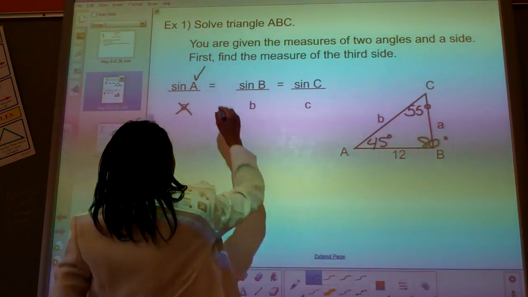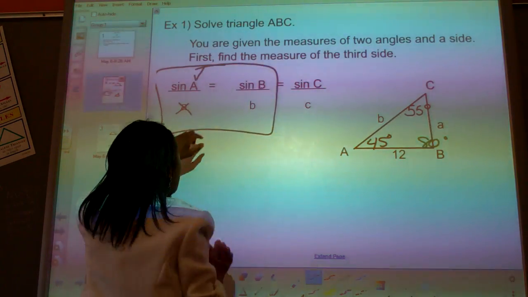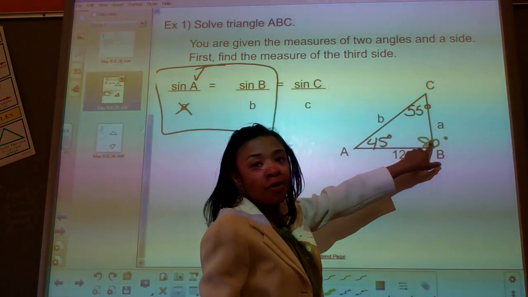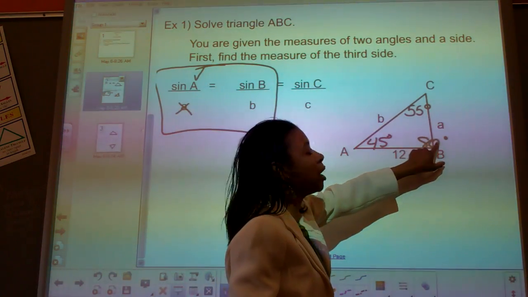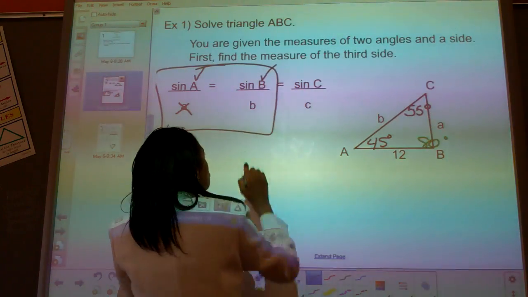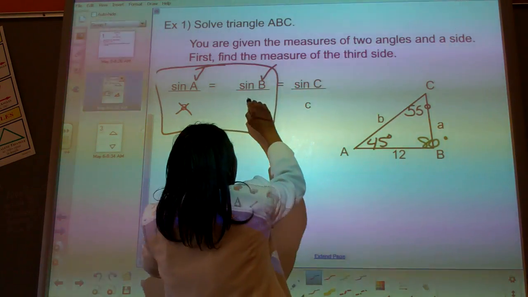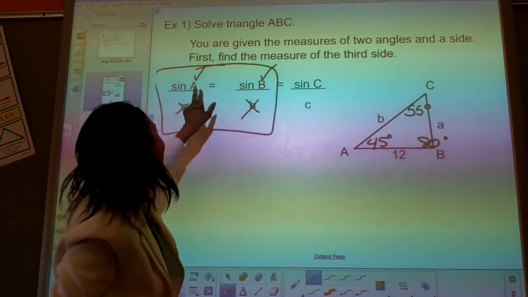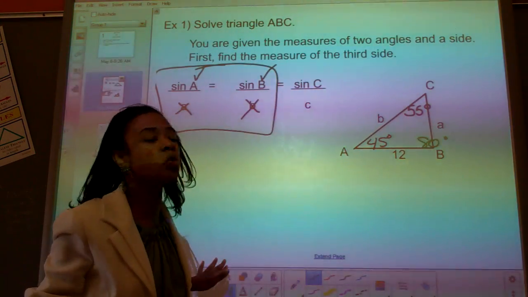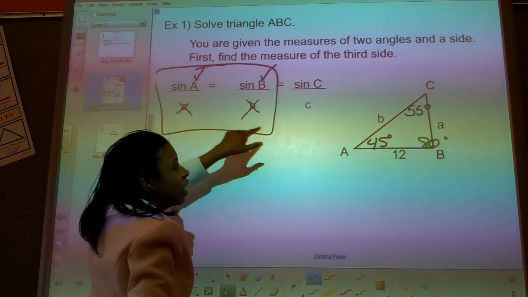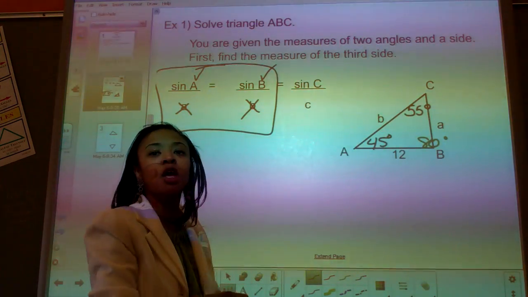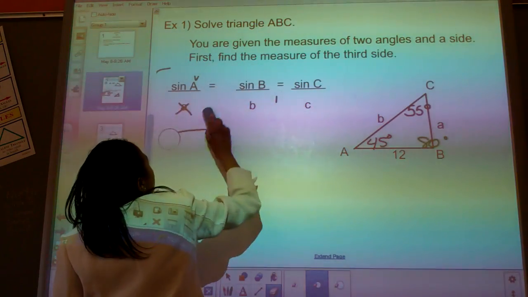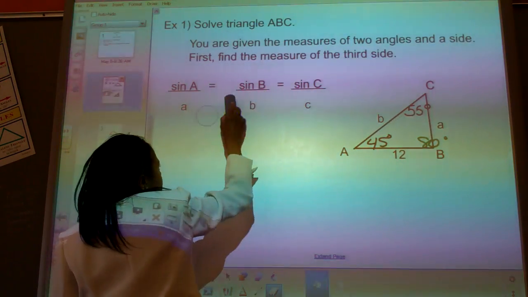Now let's compare sine A with sine B. Sine B: do I know the measure of angle B? Yes. Do I know side length B? No. So I cannot compare sine A to sine B, because I have two unknowns. I don't know the length of A and I don't know the length of B. So I erase this and say that doesn't work. Too many unknowns, so I erase and try it again.